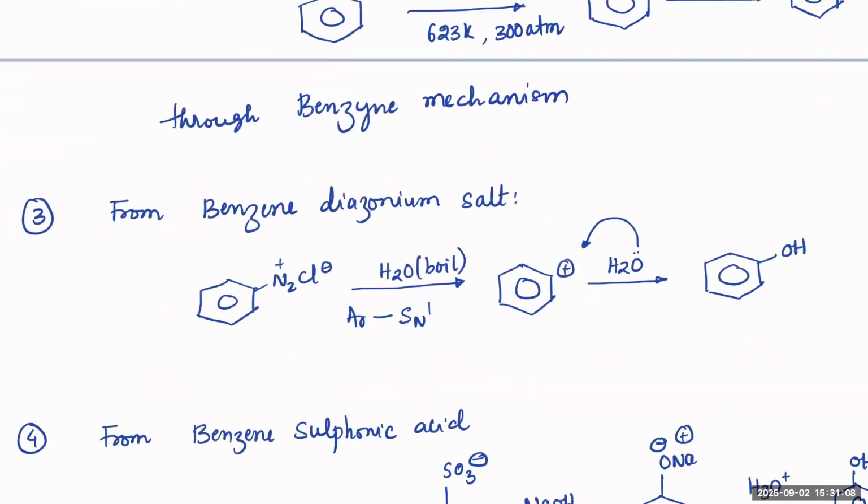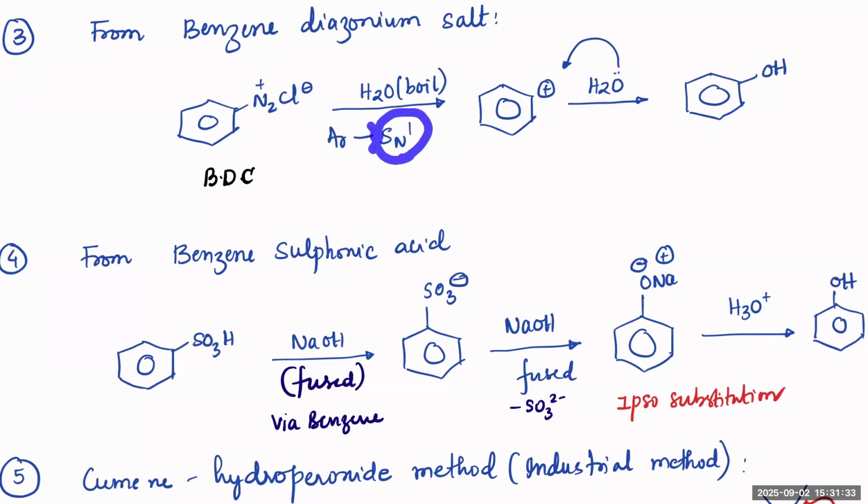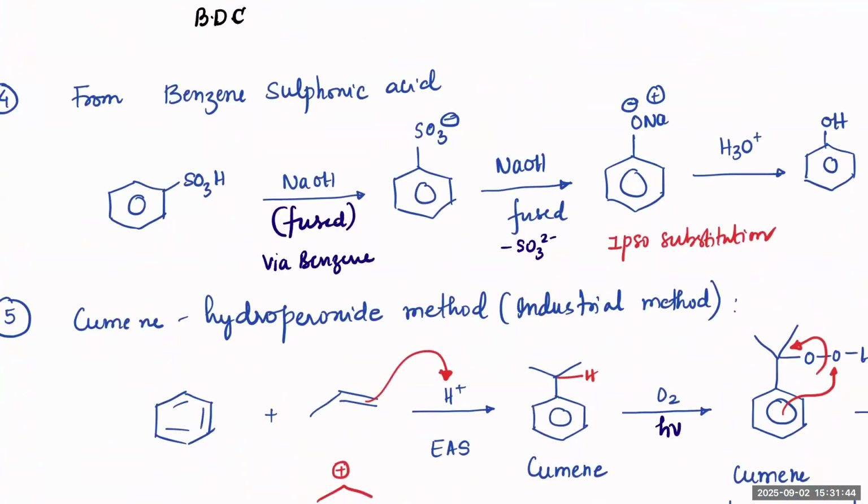Next one is through benzene diazonium salt. This is benzene with N2 plus, diazonium chloride, BDC. Wherever you use this wording, we are talking about benzene diazonium chloride. When you boil it with water, N2 will go away and water will come here. So it is simply an SN1 type of reaction. Because SN1 is happening on an aromatic ring, you call it ArSN1. Water will attack here, and you will get the phenol.